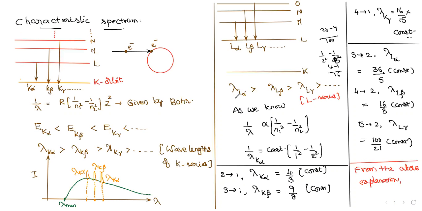Only alpha lines we are checking here. I think there is no confusion. Previously we checked a particular series. Now we are checking a particular line. Alpha line I'm checking: alpha line in K series, alpha line in L series, alpha line in M series, and so on. Like that I'm checking.